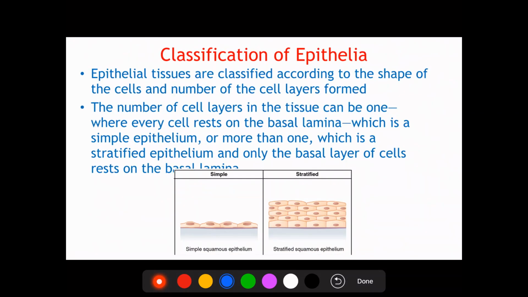Now let's see another thing about epithelia, then I will stop the video and start a new one. That is the classification of epithelial cells. Now these cells can be classified in two ways. The first one is the number of layers. So if it's one layer, it's simple. If there are more than one layer, these are stratified. Okay, so this is the first way.